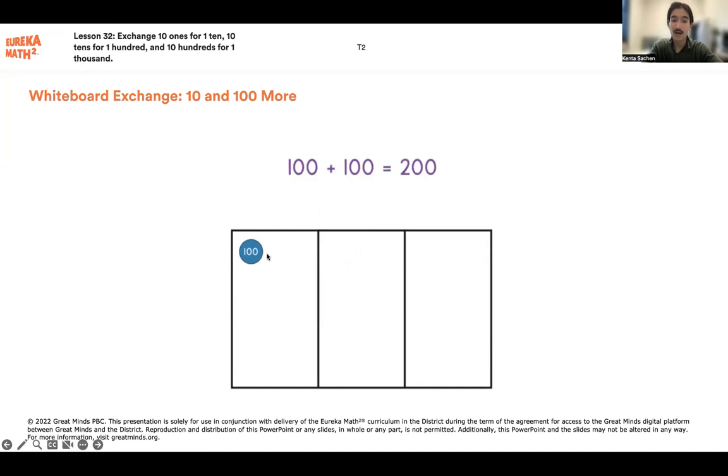Now, if I added a 100 here, 100 plus 100 would be 200. So what is 100 more than 100? Eliza, 100 more than 100 is 200. Very good, right? So now we have 200.